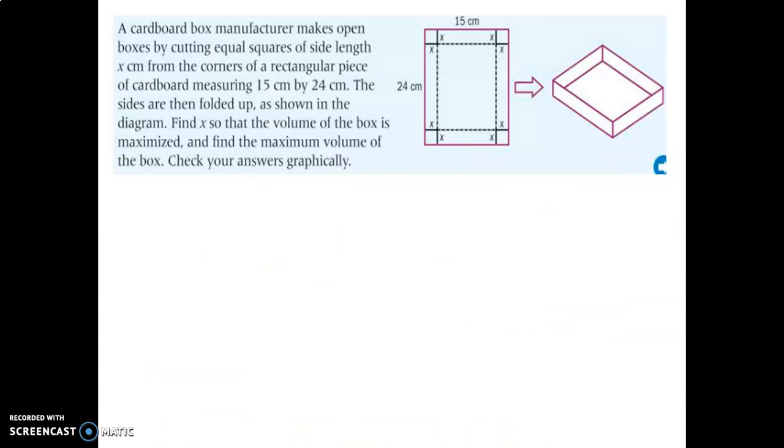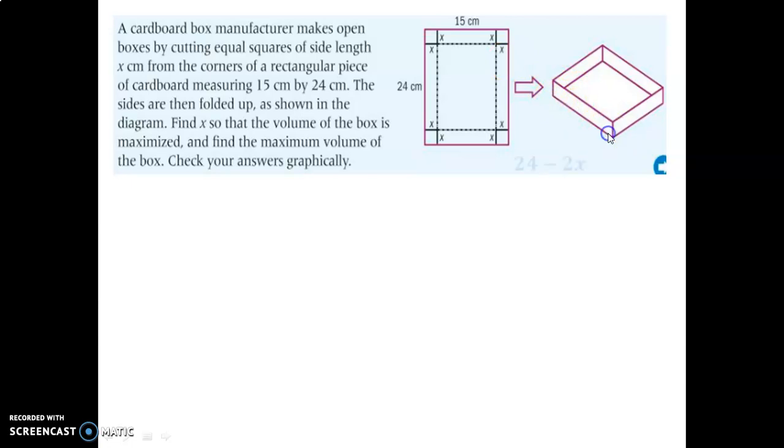Read this problem here, and let's begin by, well, let's pause and read it first. Okay, now that you've read it, let's begin by looking at this box and saying, okay, if you cut these corners out like it says, these 4 corners, and then you fold up these sides, so I hope you can visualize how that would make this box, but what are the dimensions? How long is the longer side of this box?